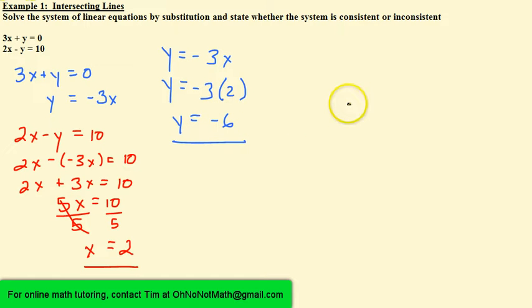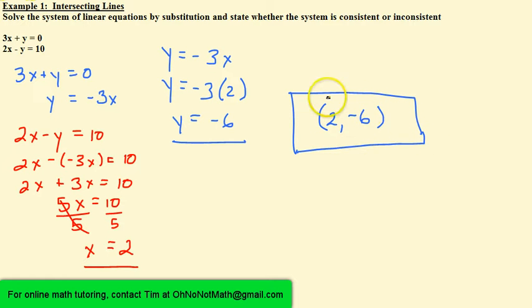So now I've got my x and my y value. My last step is just to write it as an ordered pair. I have x equals 2, y equals negative 6. And that's my solution. If you were to graph it, that would be the point in the plane where the two lines intersect. And since we have a single solution, we say that the system is consistent. All right. Let's take another example.